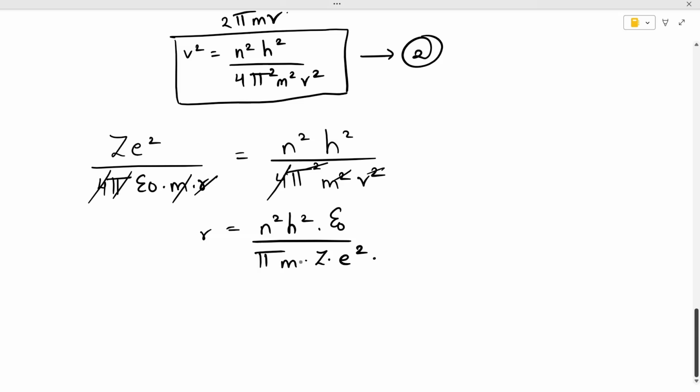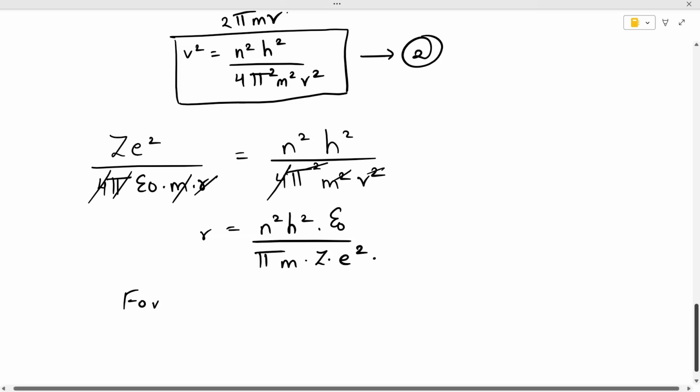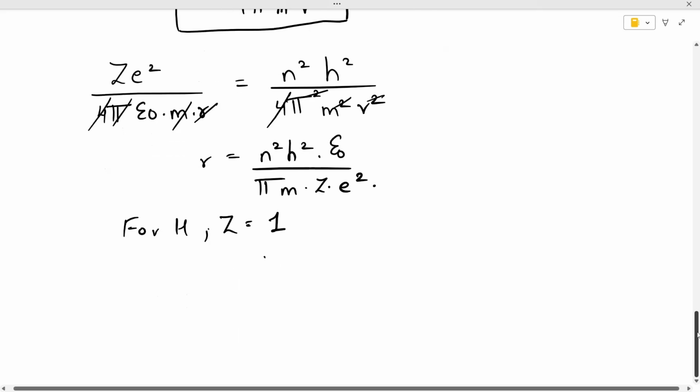Now for hydrogen, we are studying hydrogen. The atomic number of hydrogen is 1, so Z will be equal to 1. Therefore, the equation will be, again, we don't have to write Z here because Z is 1. Now, moving on to the next one.